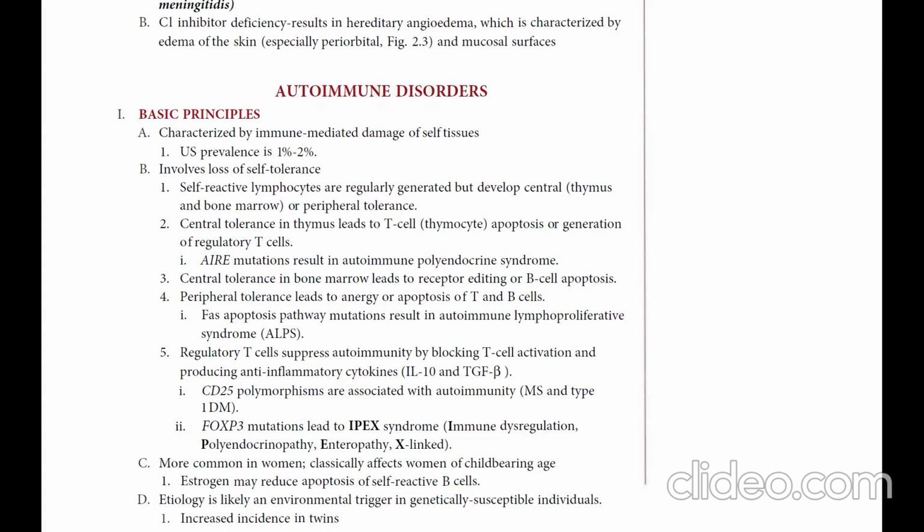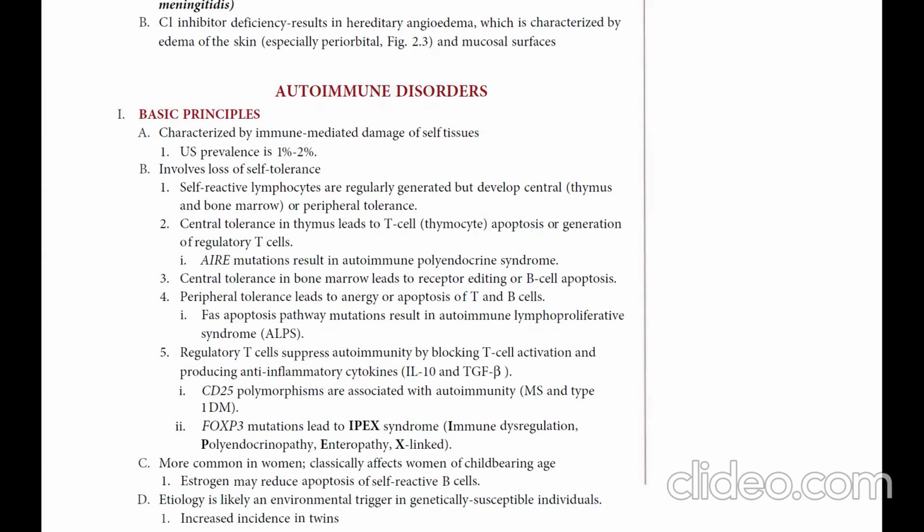US prevalence is 1 or 2%. It involves loss of cell tolerance. Self-reactive lymphocytes are regularly generated but are eliminated through central tolerance in the thymus and bone marrow, or peripheral tolerance. Central tolerance in the thymus leads to T-cell thymocyte apoptosis or generation of regulatory T cells.